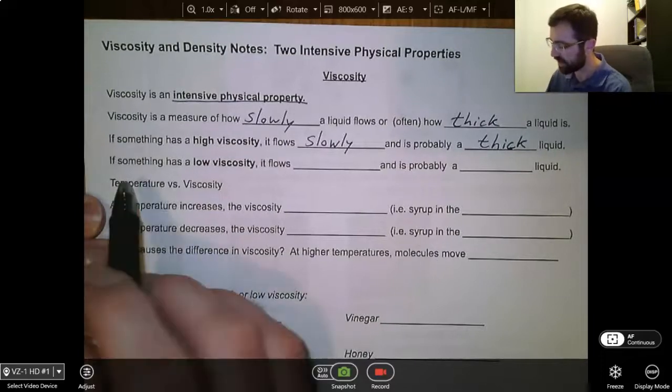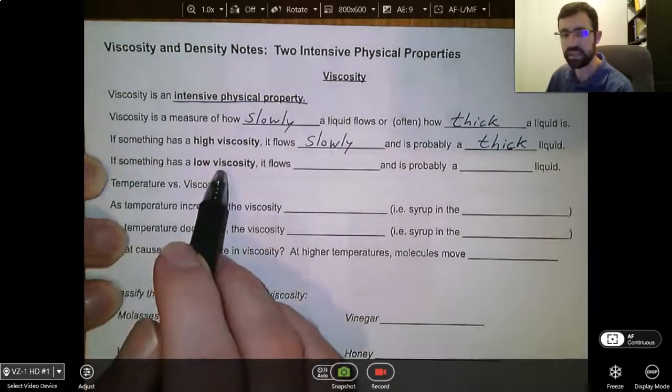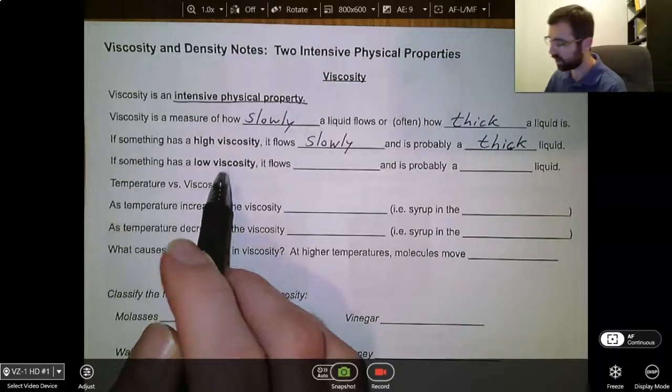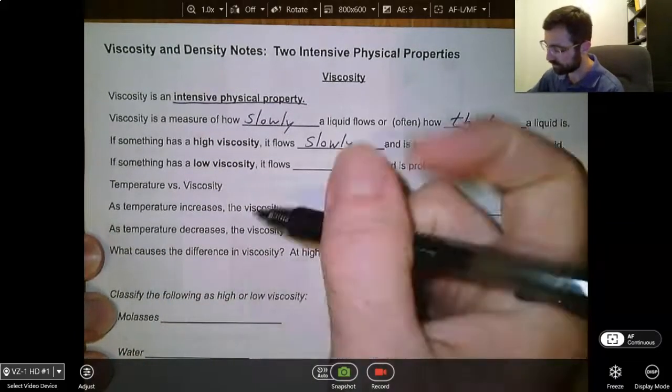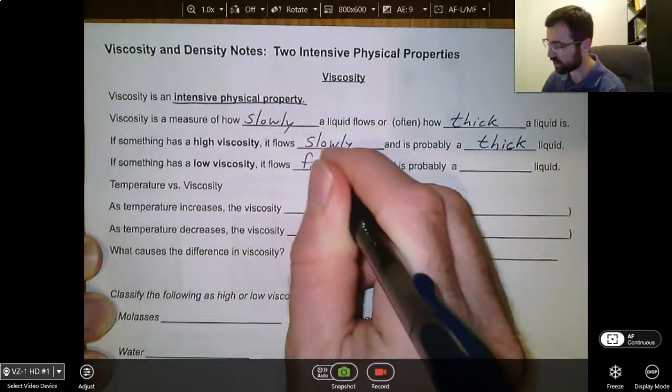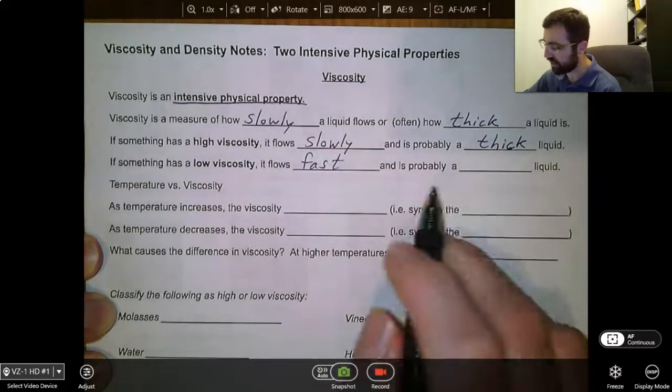Okay. If something has a low viscosity, it's actually going to flow fast. You could say quickly, fast or quickly. It's probably a thin liquid.